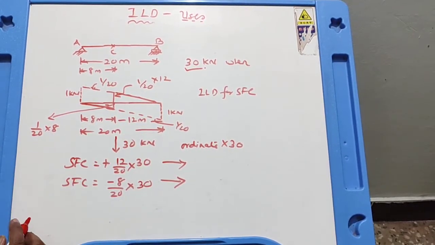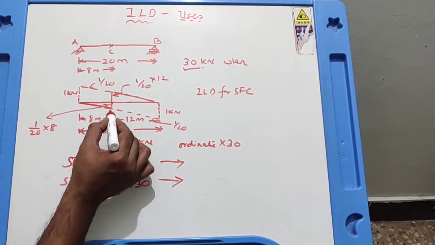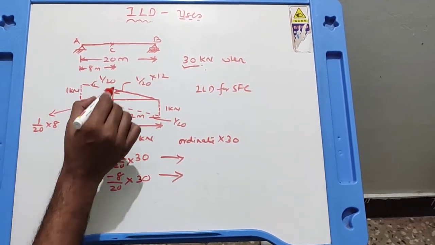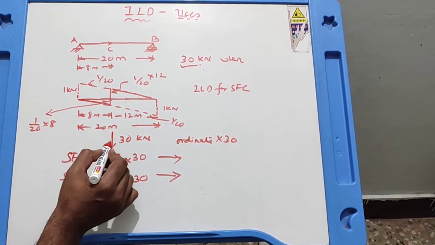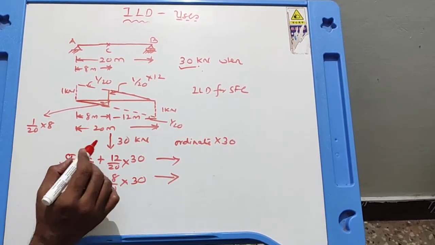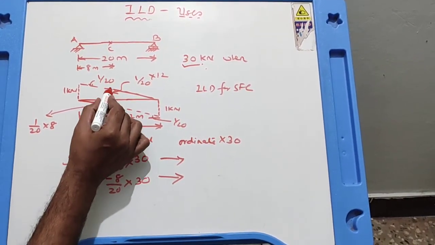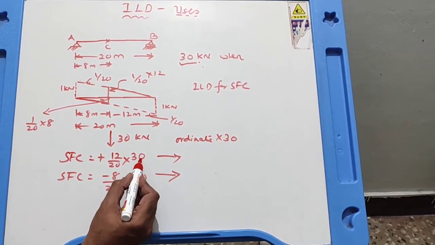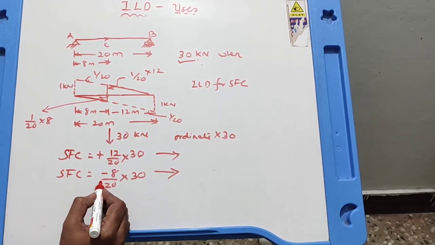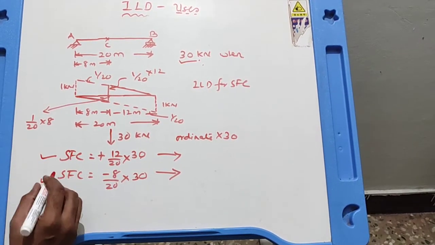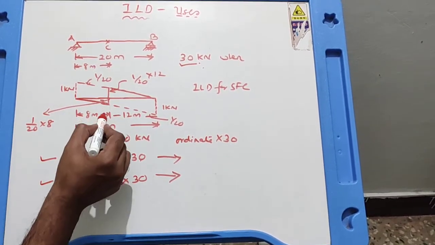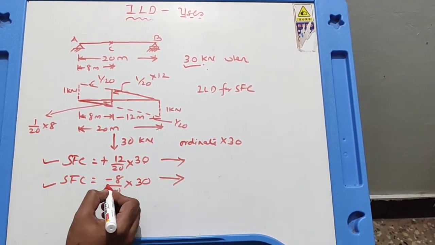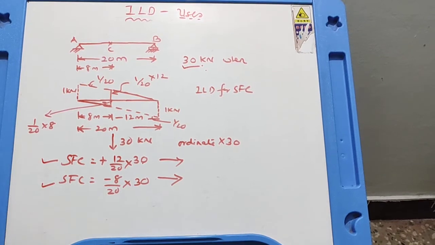So this is how you can find shear force at C when 30 kilonewton load occupies section C. I hope you have understood. There is no confusion. What you have to do? Simply keep the load below that ordinate, because it is mentioned in the question that the load comes and occupies section C. So shear force at C is ordinate into load. Ordinate is 12 upon 20 into load 30. Here also ordinate into load, but it is negative. That means when 30 kilonewton comes at C, there will be two values of shear force. One is positive, 12 upon 20 into 30. Another is negative, minus 8 upon 20 into 30.